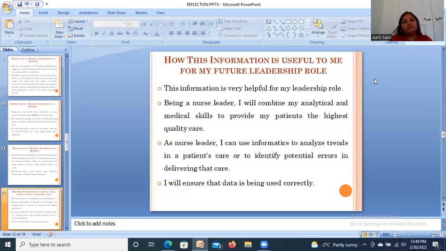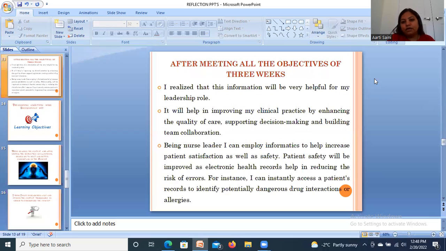So how is this information useful to me for my future leadership role? I think this information is very much useful for my future leadership role. As a nurse leader, I will combine my analytical and medical skills to provide my patients with the highest quality care, and I can use informatics to analyze trends in the patient care or to identify potential errors in delivering that care. So I will ensure that the data is being correctly used.